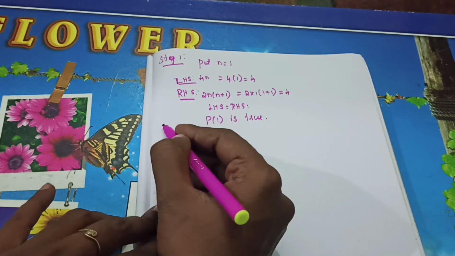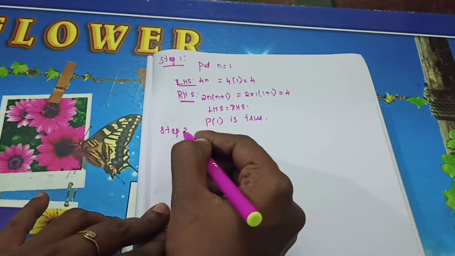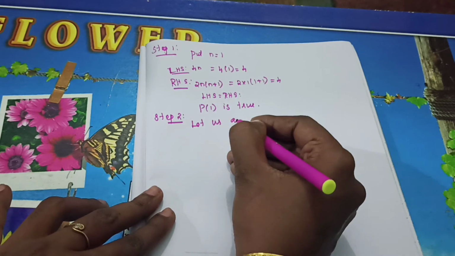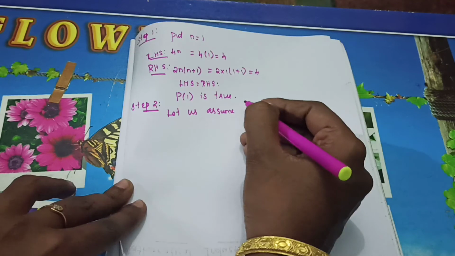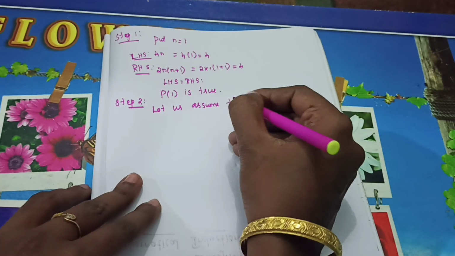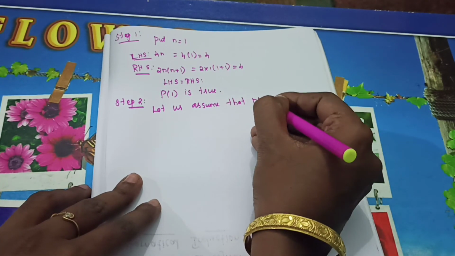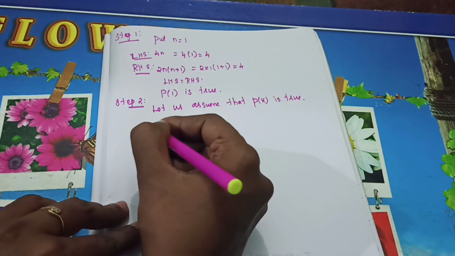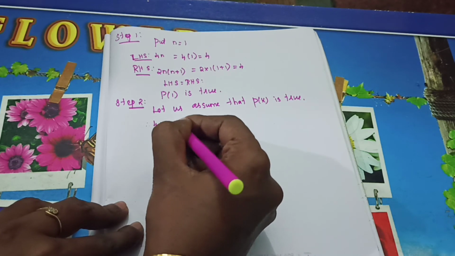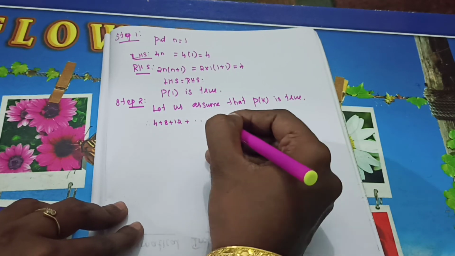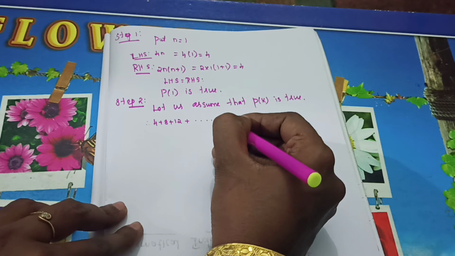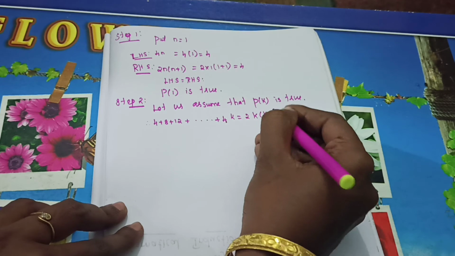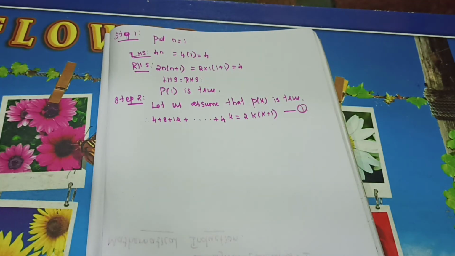Next, what will you do? Step 2, what will you do? Let us assume, what will you assume? Assume that P of k is true. Let us assume that P of k is true. So now assume 4 plus 8 plus 12 plus etc. plus 4 into, in the place of n is k, so 4k, equal to 2k into k plus 1. Take it as equation number 1. For substituting, it will be very easy for you.